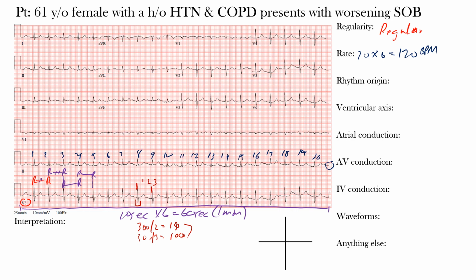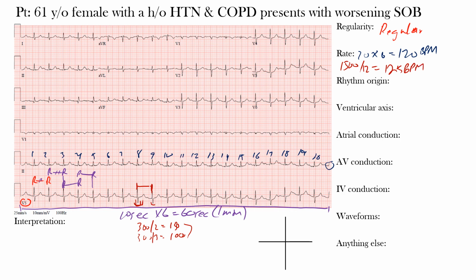Now another way you could do it with some of these faster rhythms is by counting the number of small boxes between the R to R interval. So we found this was an R wave and here's the next one, so you'd count the number of small boxes from here up until here, and then you would take 1500 and divide it by the number of small boxes. In this case it's 12, so 1500 over 12 is 125 beats per minute.